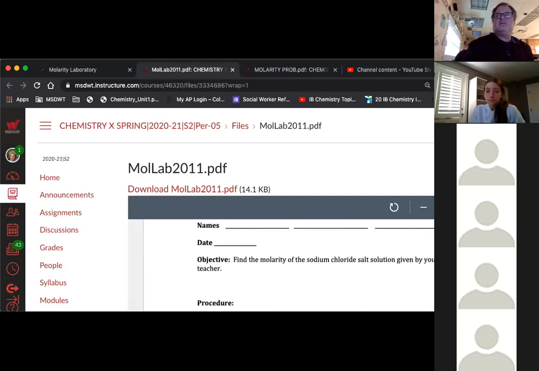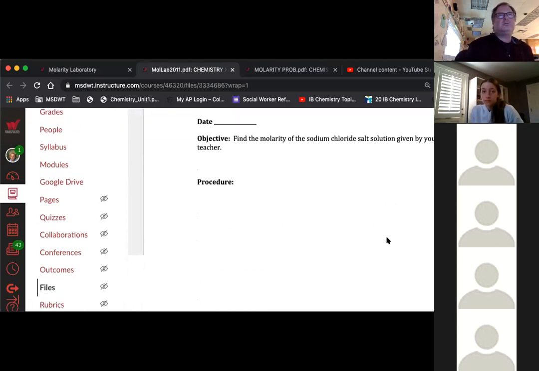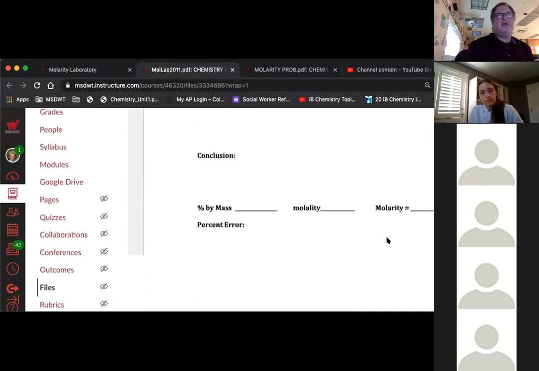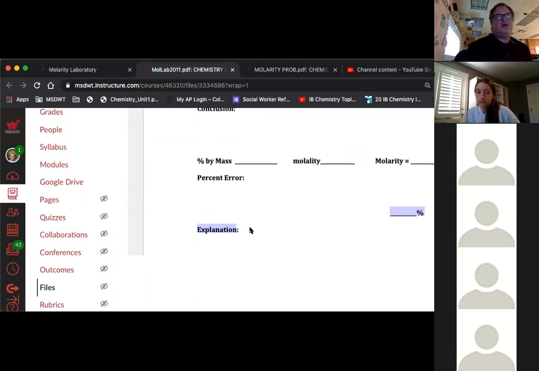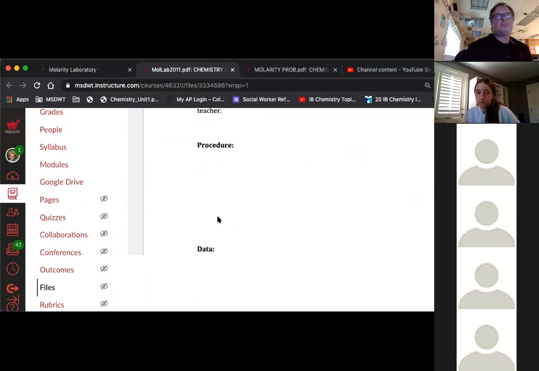But notice that this lab does not have a procedure. So we are going to have to make the procedure for that. And you are going to find the percent by mass, the molality, and the molarity, those 3 things. I will then give you the molarity that I made the solution at so that you can calculate the percent error and then come up with explanations as to why.